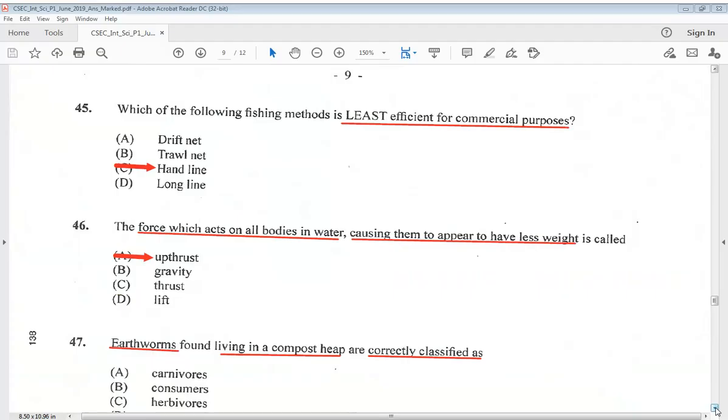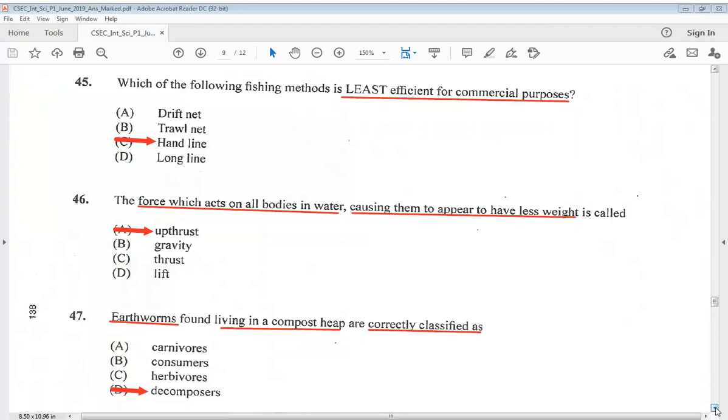A. Drift net. B. Trawl net. C. Hand line. D. Long line. The answer is C. Hand line.